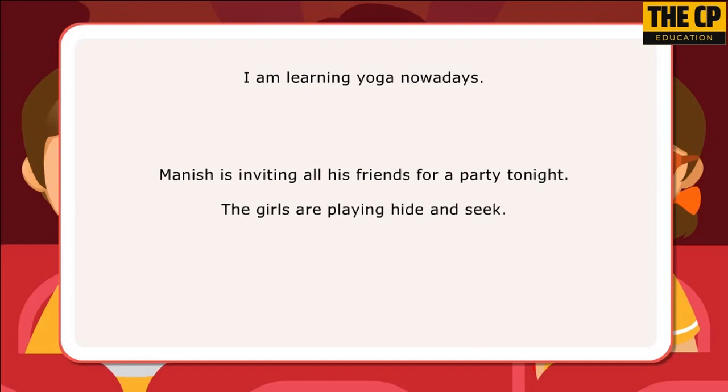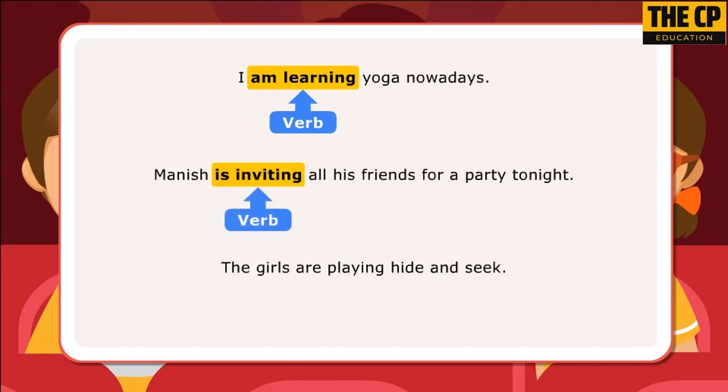In the first sentence, the verb am learning gives information about an action going on for some days and is present progressive tense. In the next sentence, the verb is inviting is present progressive tense as it tells about an action that has already been arranged to take place in the near future. In the third sentence, the verb are playing is again present progressive tense since it tells about an action going on at the time of speaking.